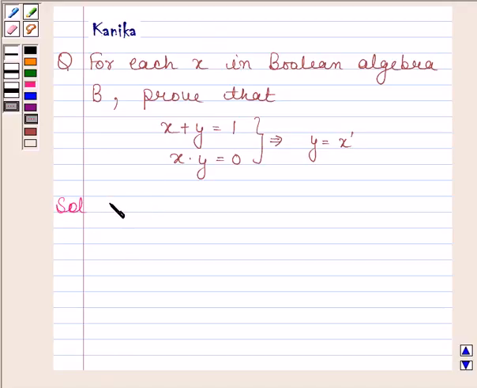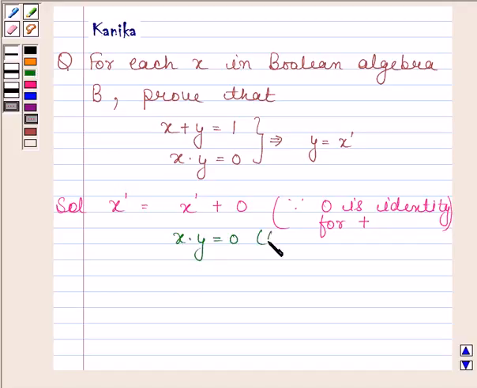Now we will first consider x complement. x complement can be written as x complement plus 0 because 0 is identity for plus. Now in the question we are given that x dot y is equal to 0. So this implies x complement is equal to x complement plus x dot y.